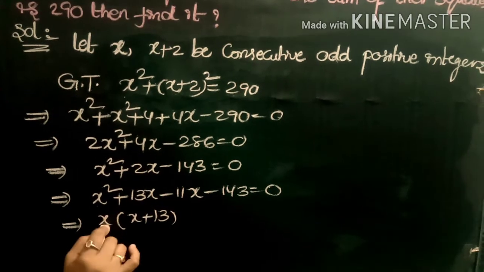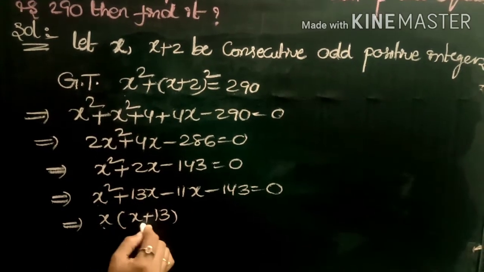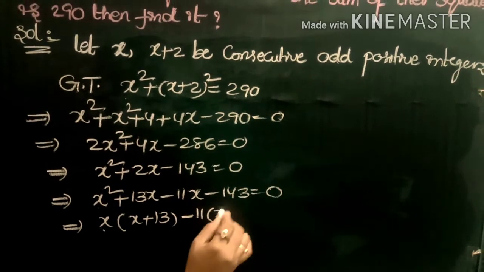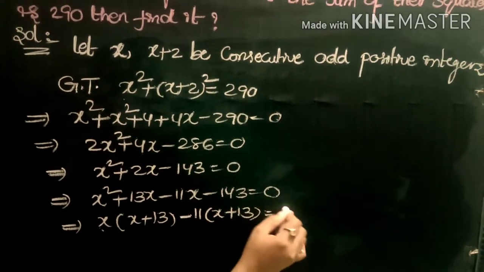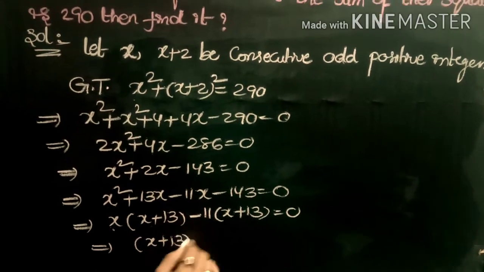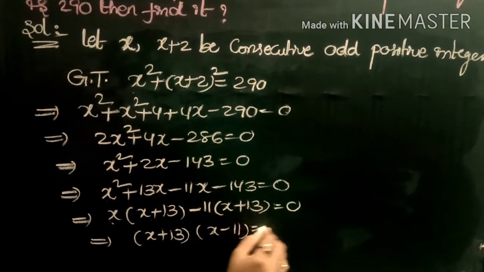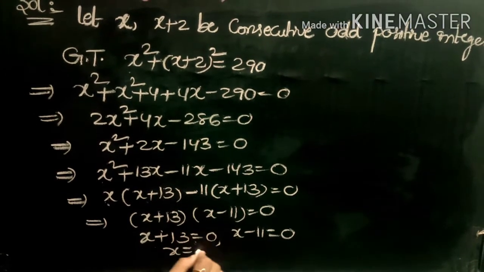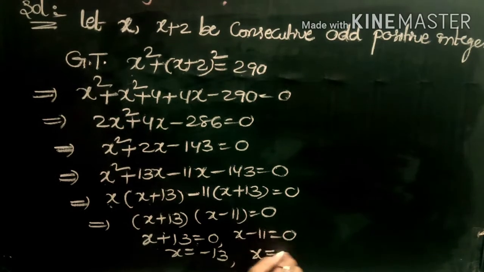Taking x common from the first and second terms, it gives x into (x plus 13). Now taking minus 11 common from these two terms, that is minus 11 into (x plus 13) equal to 0. Again taking x plus 13 common, (x plus 13) into (x minus 11) equal to 0, which implies x plus 13 equal to 0 and x minus 11 equal to 0. That is, x is equal to minus 13 and x is equal to 11.